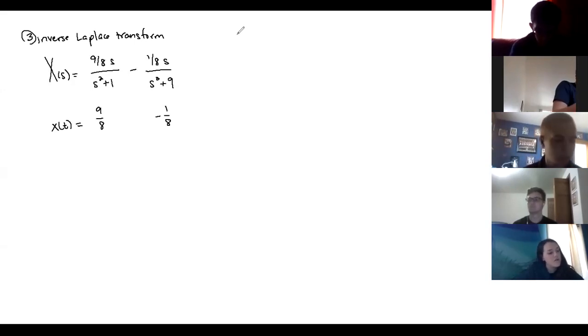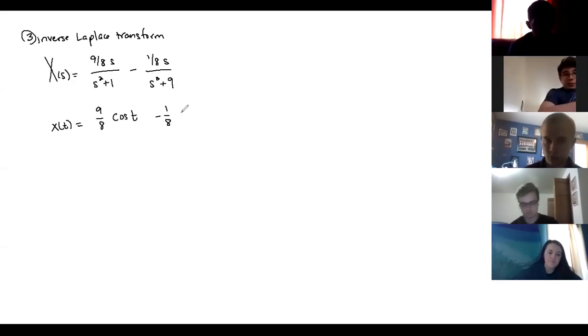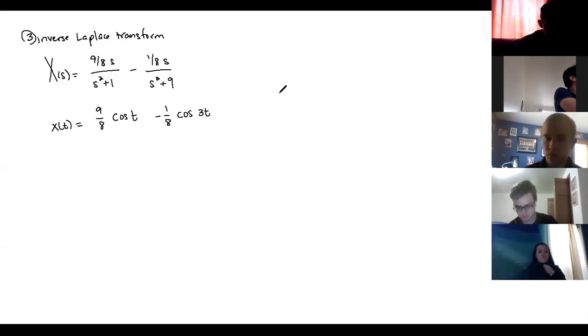You're going to get very familiar with the chart in the front of your book. I get 9/8 cosine of t minus 1/8 cosine of 3t. And that is my answer, and I am going to box it.